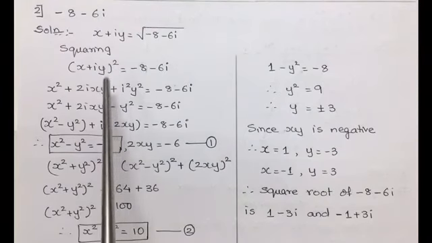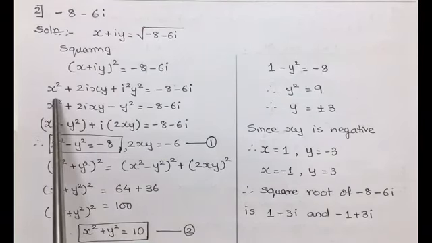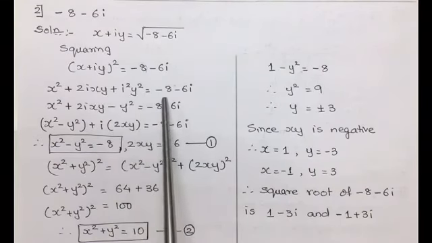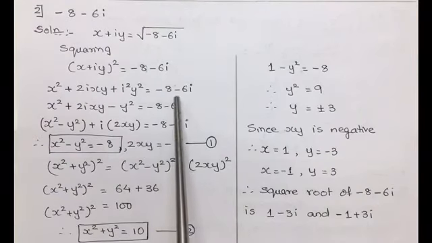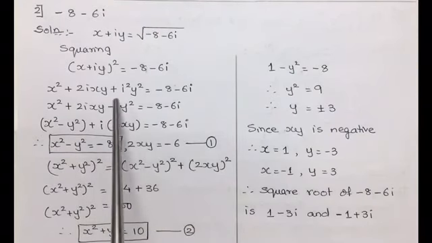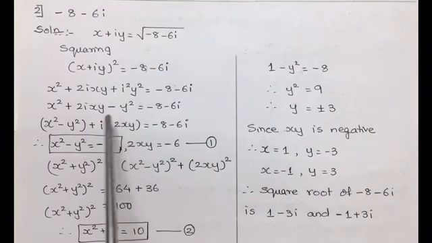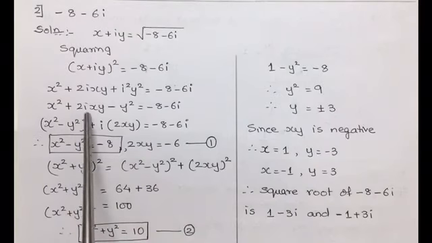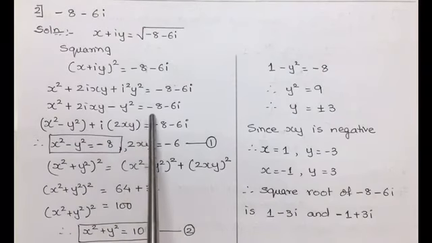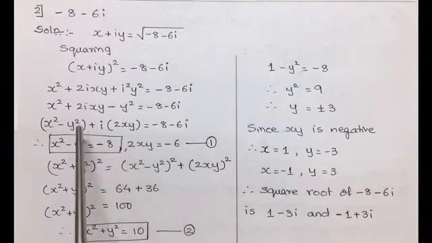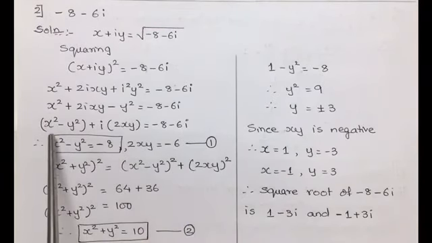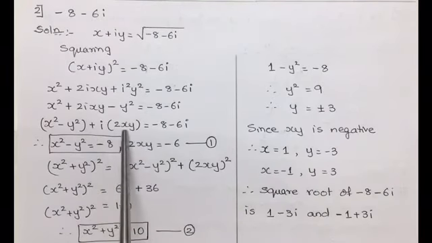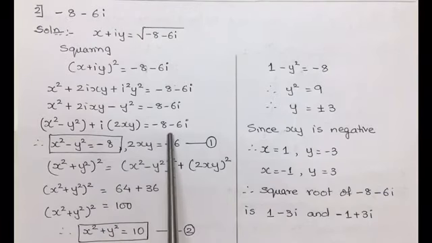Using a plus b whole square formula, we get x square plus 2i xy plus i square y square is equal to minus 8 minus 6i. I square value becomes minus 1. Hence, we get here x square plus 2i xy minus y square is equal to minus 8 minus 6i. Taking the reals together, we get x square minus y square plus i 2xy is equal to minus 8 minus 6i.